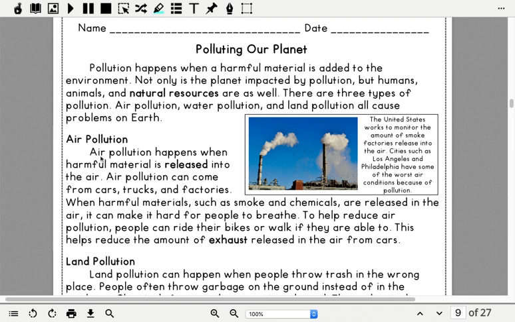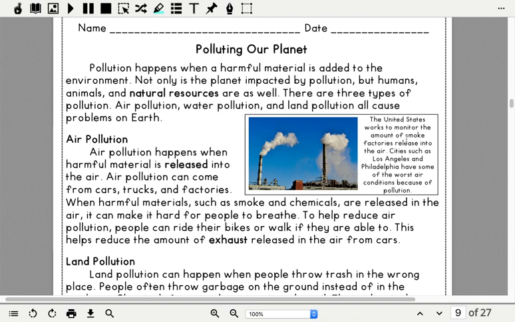Air pollution. Air pollution happens when harmful material is released into the air. Air pollution can come from cars, trucks, and factories. When harmful materials such as smoke and chemicals are released in the air, it can make it hard for people to breathe. To help reduce air pollution, people can ride their bikes or walk if they are able to. This helps reduce the amount of exhaust released in the air from cars.